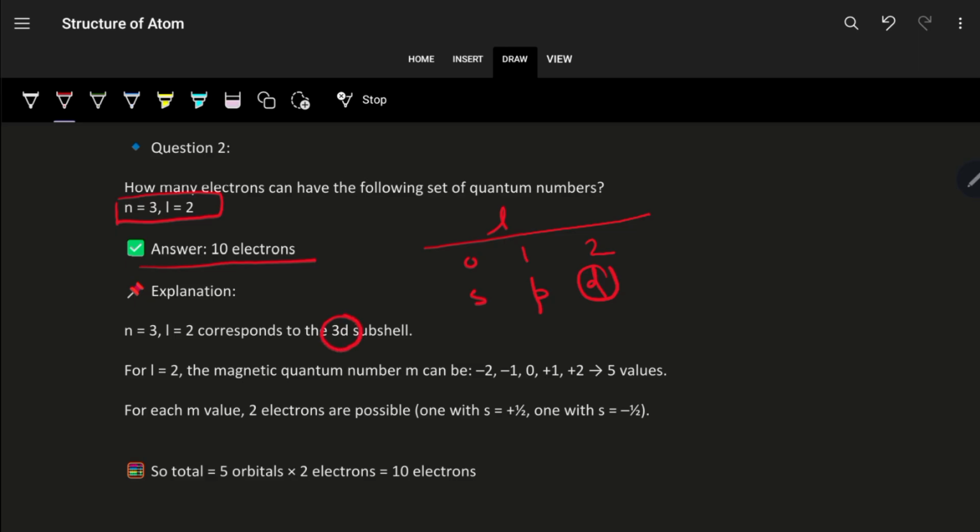Now for l equal to 2, magnetic quantum number ml values can be -2 to +2. 5 values can be there. So 3d can have maximum 5 into 2, 10 electrons, because these all correspond to each orbital. So like that there are 5. So they can have in total 10 electrons. I hope it is clear.